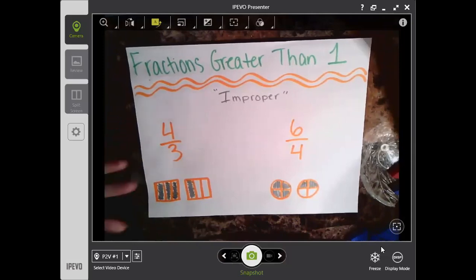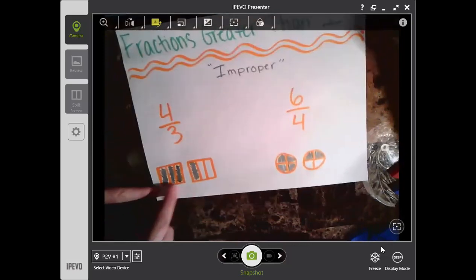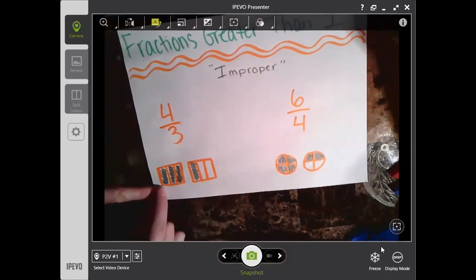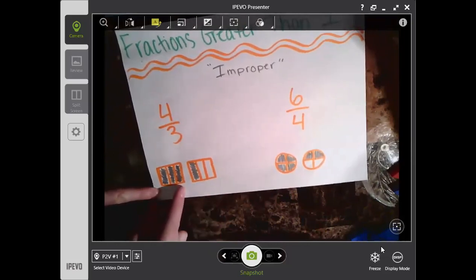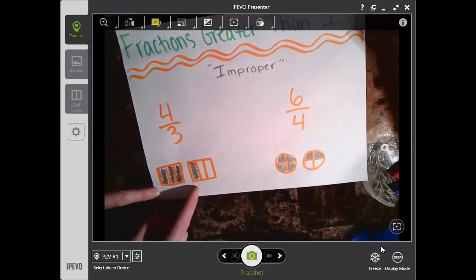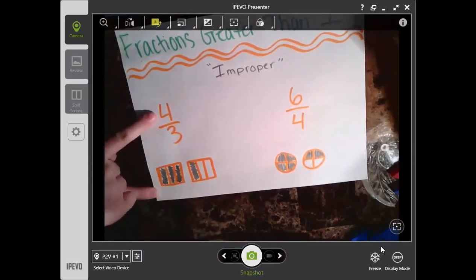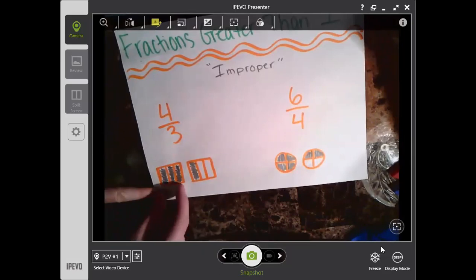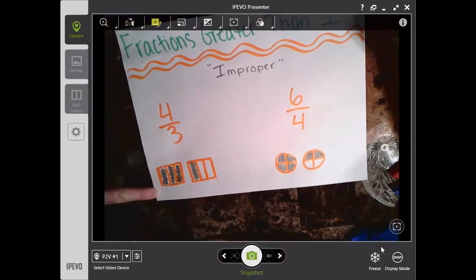So here I have a model. Each of these models is one whole. So here I'm looking at 2 wholes, and they're split into 3 pieces each. So I know they're called thirds. And here I have 3/3 shaded, and then one more. So total I have 4 pieces shaded, and each piece is called a third. That's where the 3 comes from, or it takes 3 pieces to make one of the wholes.